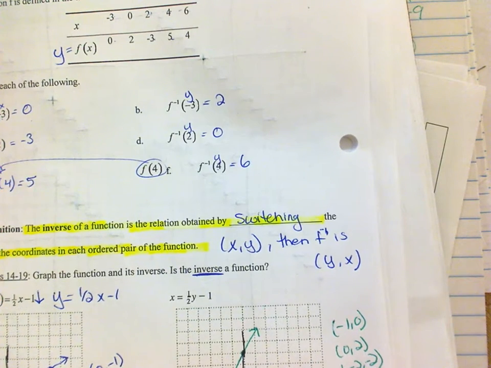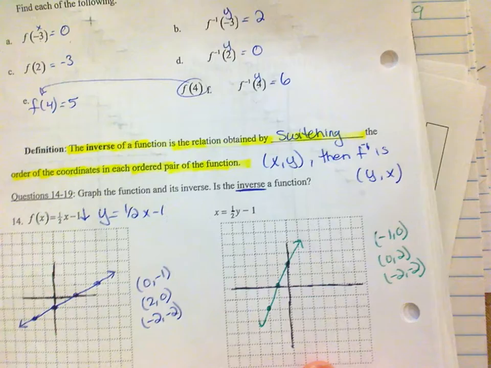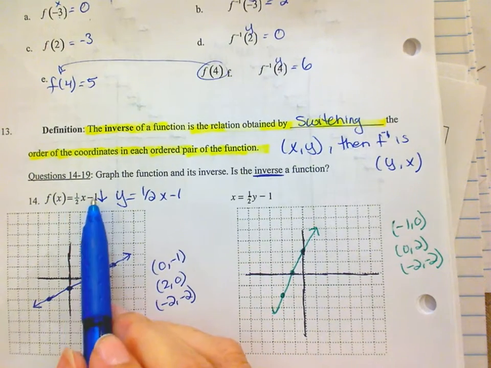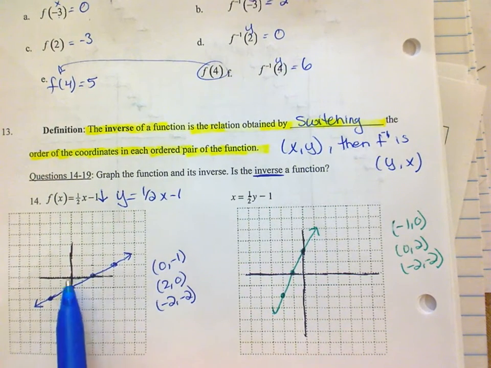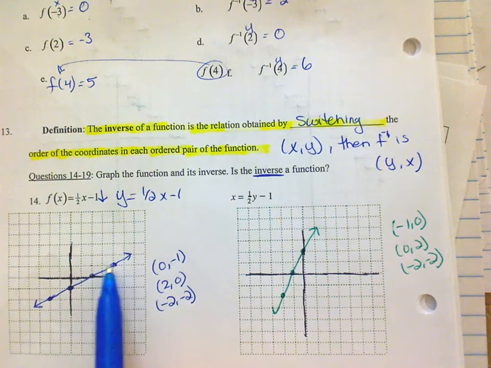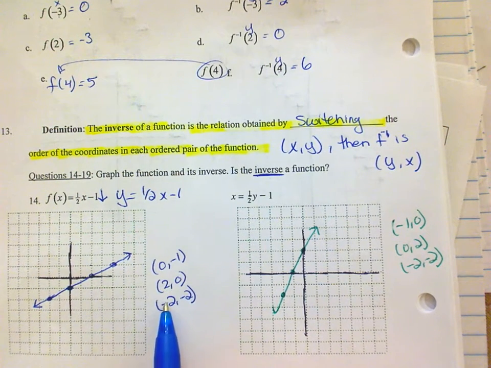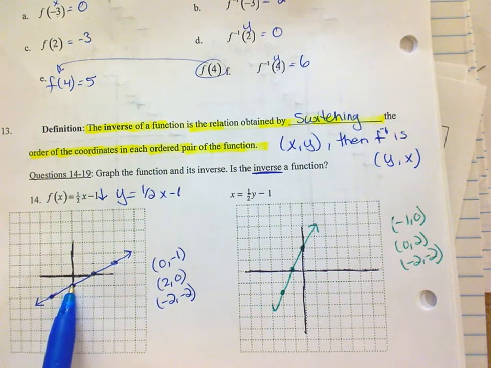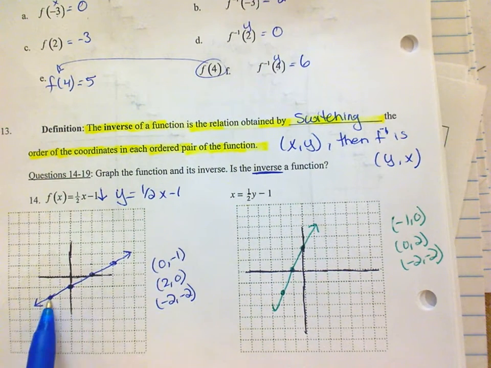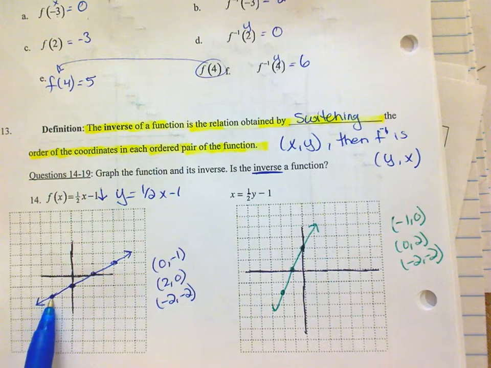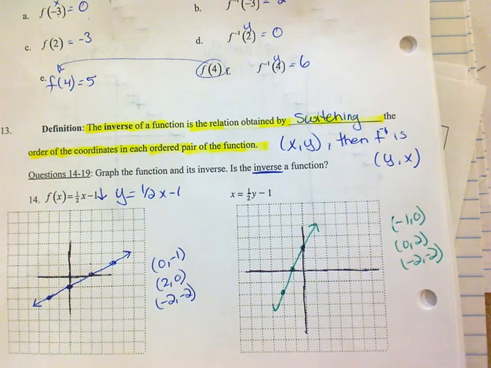We did 14 together already. So 14 was a line. We started by going down 1 and then did your slope, up 1 over 2, up 1 over 2, down 1, back 2. And that gave us these coordinates here. 0, negative 1 is where we started. This is 2, 0. This one's negative 2, negative 2. I think as long as you have 3 or 4 points, you're going to be okay.